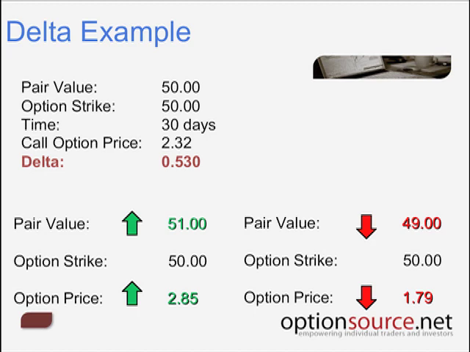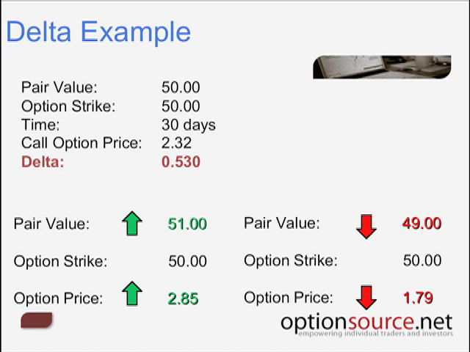And it actually works in the same respect for the put option. It works in the opposite way as well. So, for example, if the pair value drops to 49, or drops 1 point, with the option strike price sitting at 50, then we would subtract 53 cents from the option premium, and we would see that the option price would be reduced down to 1.79.